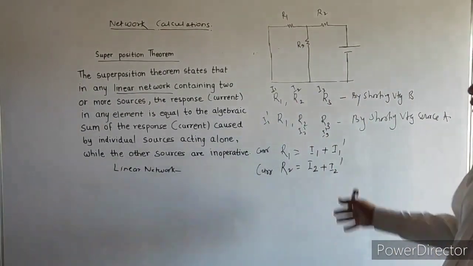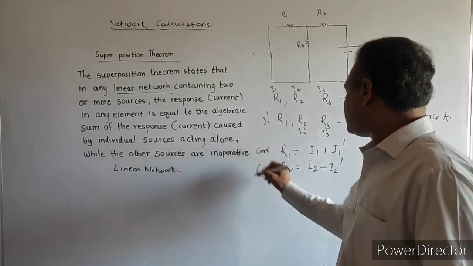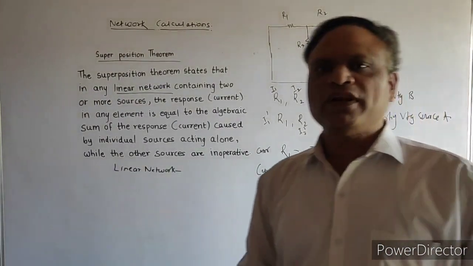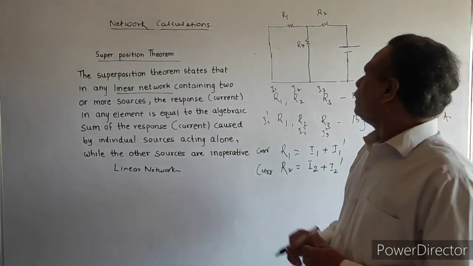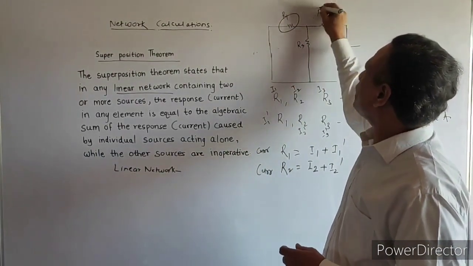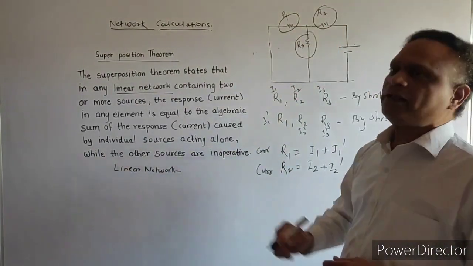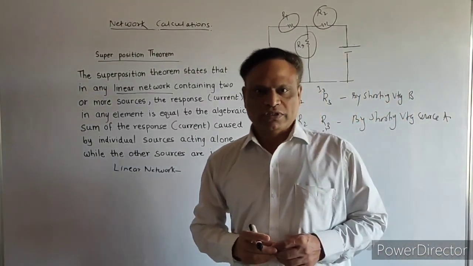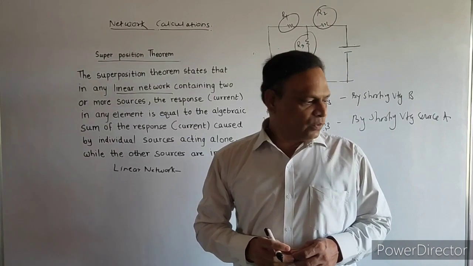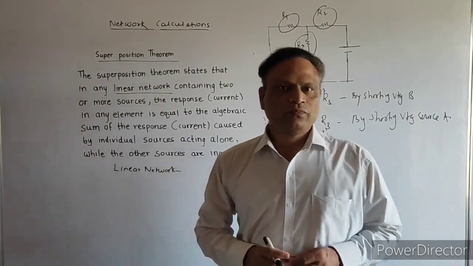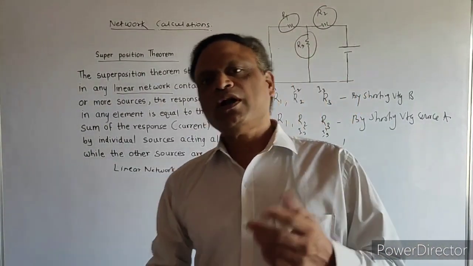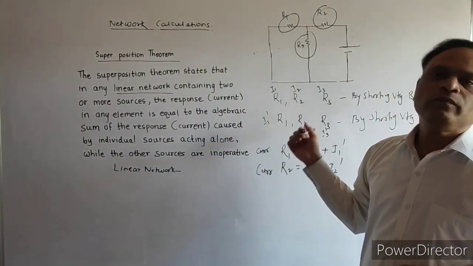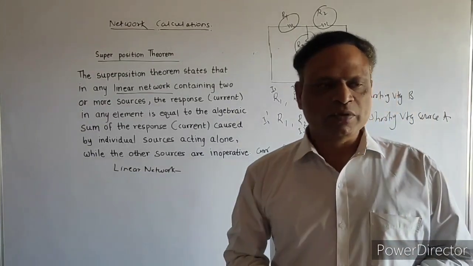So accordingly, this theorem states that if the individual response is considered for each source, then the current flowing through an individual element will be the algebraic sum of the individual responses of the sources. Right? Now we'll see the problem which we have solved by Kirchhoff's current law, by using the superposition theorem, and we'll see whether the answer comes to the same or not.